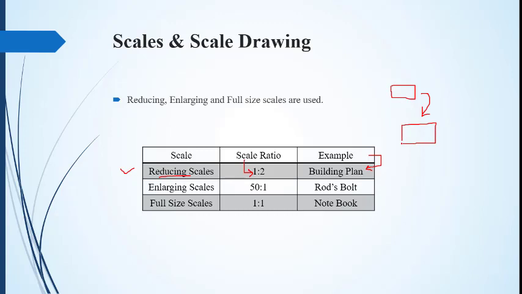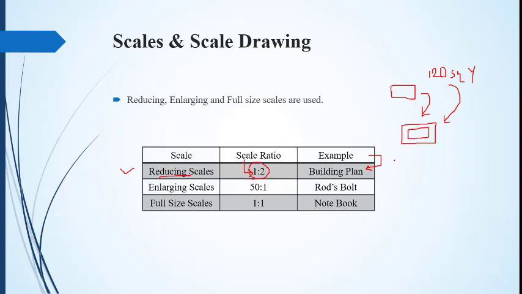For example, here is a sheet and we want to construct a 120 square yard residential building drawing. So how will we be able to construct or draw this drawing on the sheet? For this purpose we reduce the scale to draw easily the same drawing on the sheet. Here you can see the ratio shows that the object is reduced.